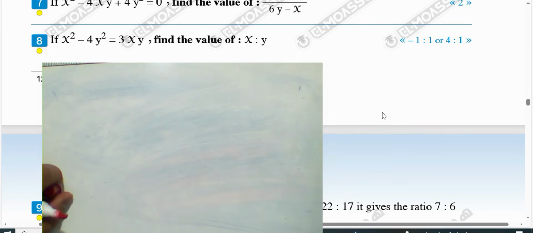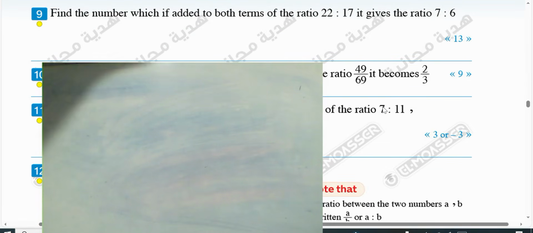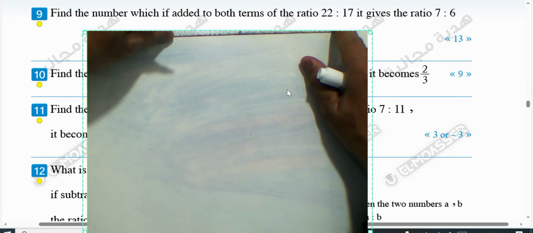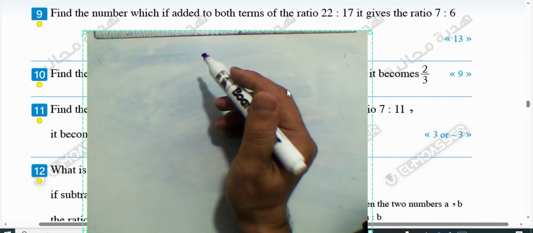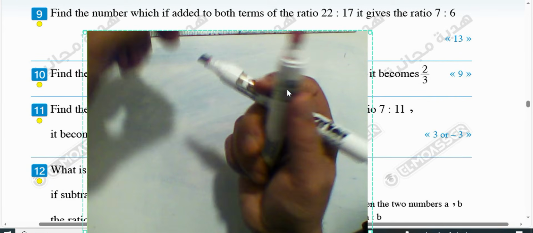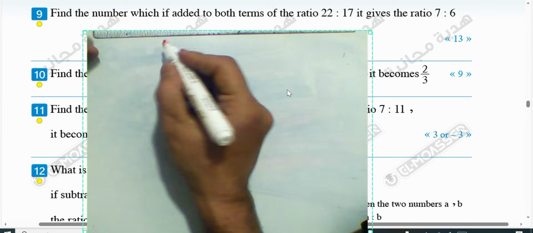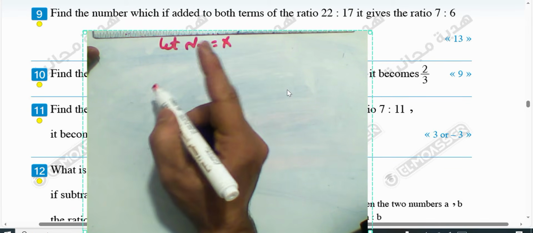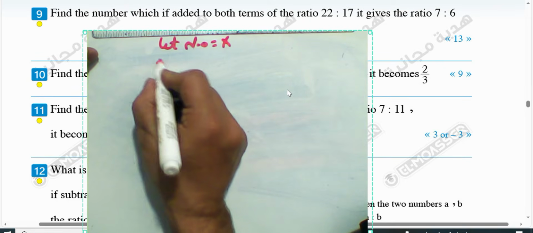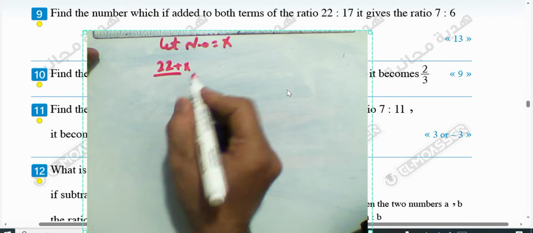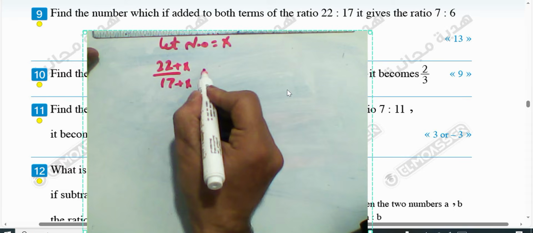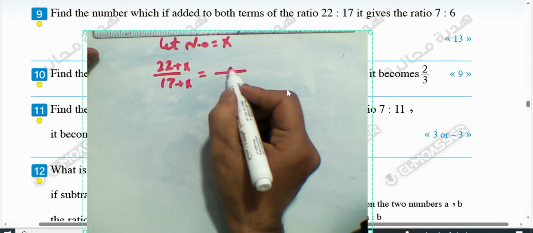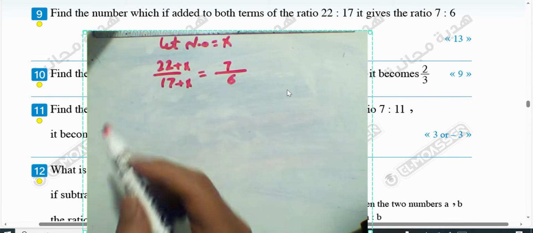It is the simplest form. Next question: find the number which, if added to both terms, gives the ratio 7 over 6. Let the number be x. He asked about the number, so any number like this, I will write here: let the number equal x. He added it to both terms. We have 22 plus x and 17 plus x, and the ratio gives me 7 over 6.